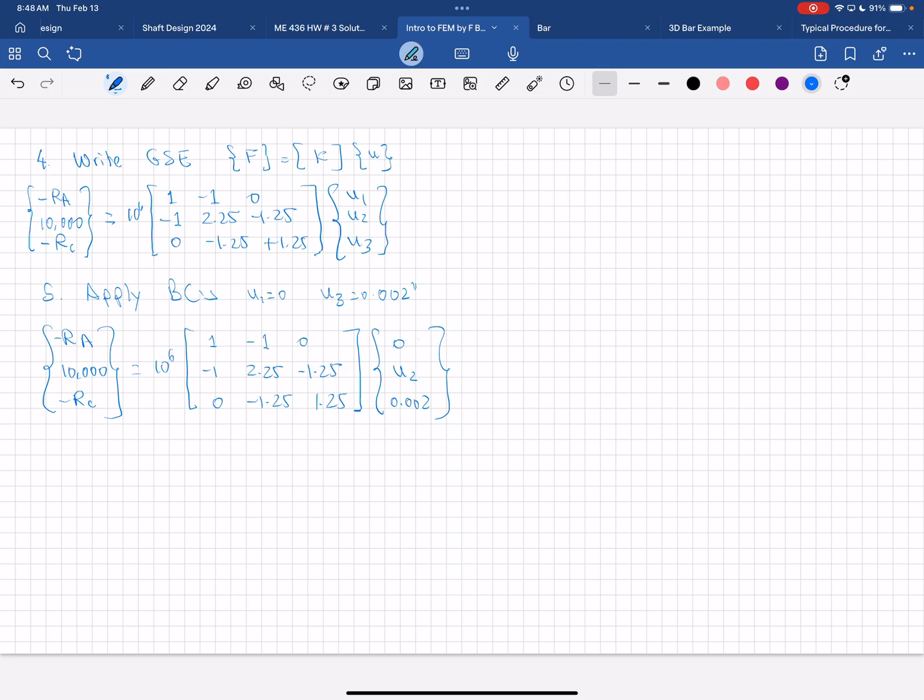Since U1 is a 0, I can start by omitting the first row or the first equation, and everything in the first column is multiplied by 0. So I may choose temporarily to just omit the first row and the first column. And now we are dealing with 2 equations.